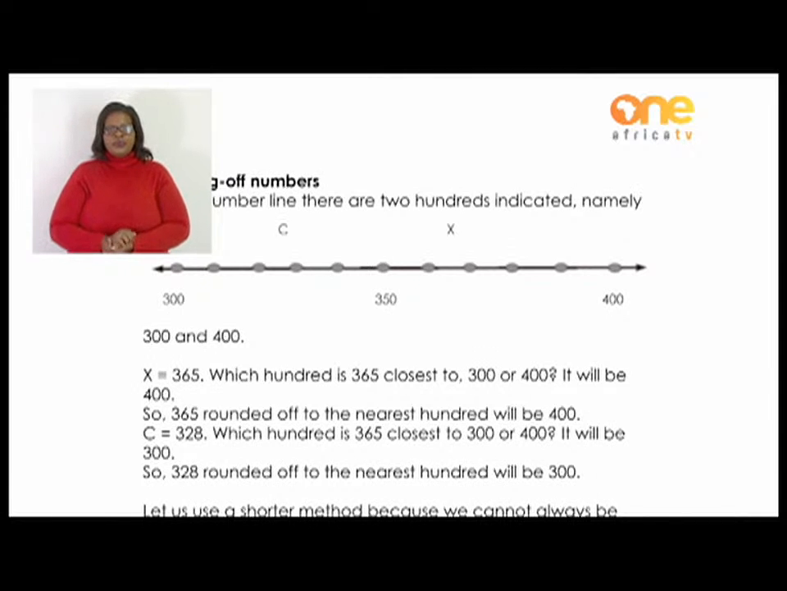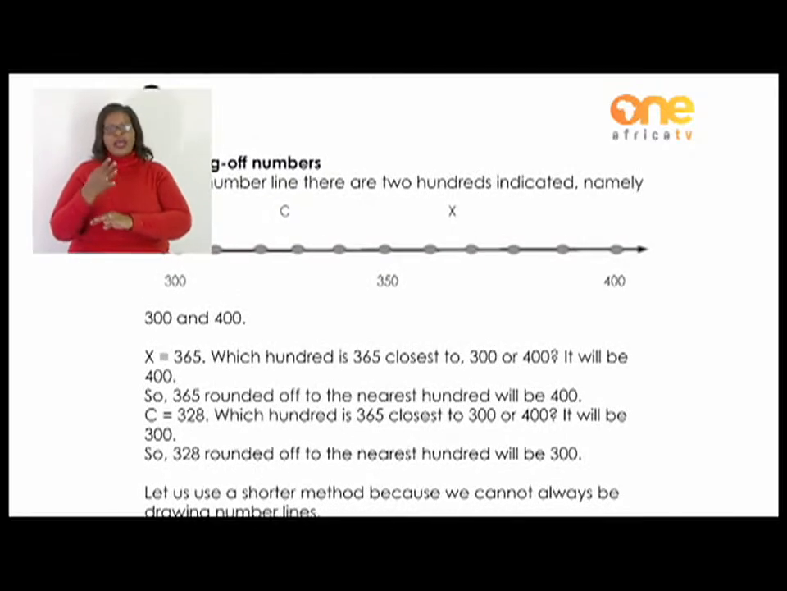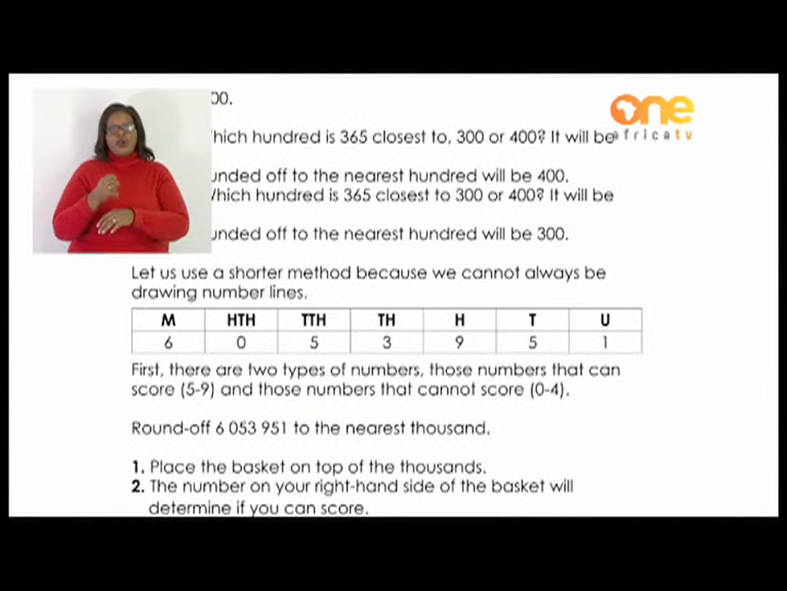If you look at the hundreds which are given there below, it is 300 and 400. X is marked at 365, and which 100 is near or closest to this number? So it's a matter of choosing, and it will be 400. So 365 rounded off to the nearest 100 will be 400.